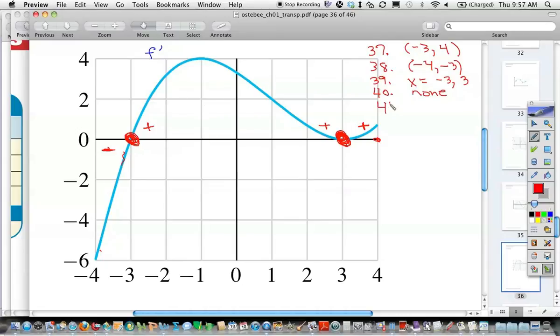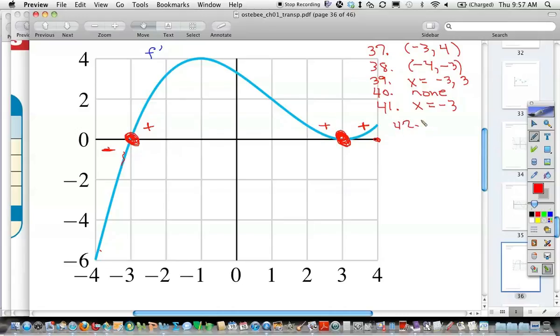Local min. X equals -3 because F prime goes from negative to positive, so F goes from decreasing to increasing, which is a local min. Okay?